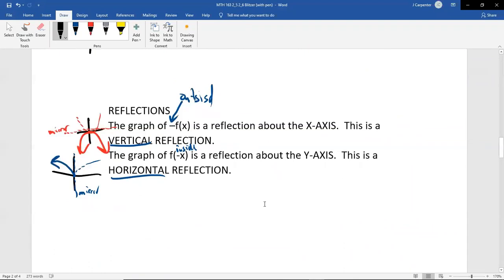And then we got into reflections, and apparently I can't spell outside. That was funny. So this is when you have a negative either in front of the x inside the core or outside of the core function. If it's outside, that's a vertical reflection, which means up becomes down, down becomes up. If it's inside, that means it's a horizontal reflection, which means you're swapping left and right.